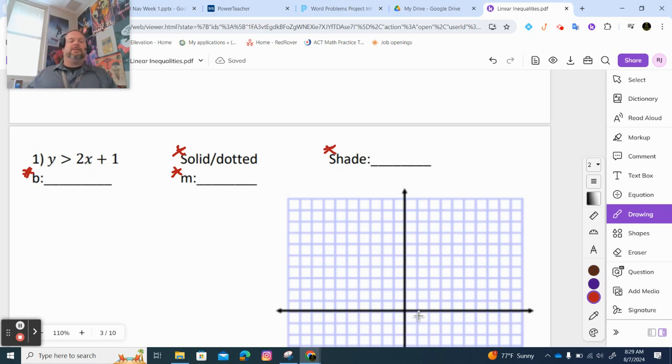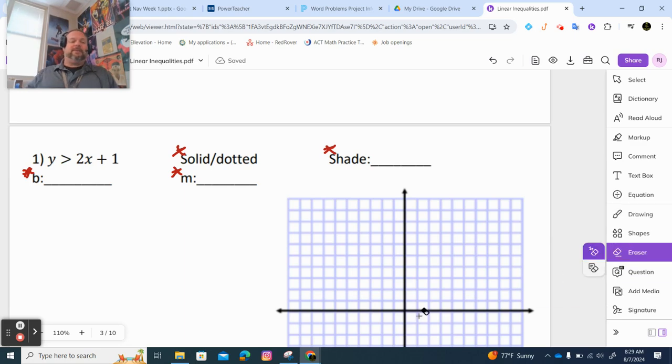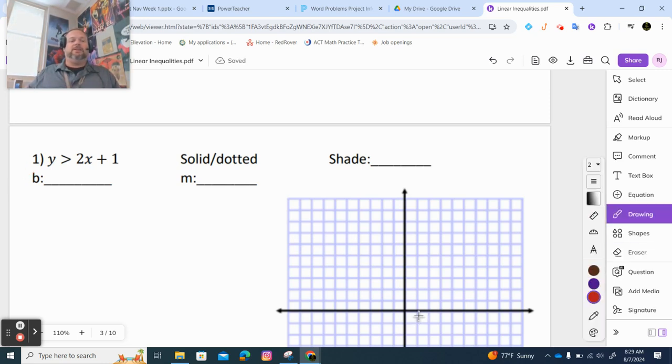Okay, so first off, is this going to be solid or dotted? Does it have a line underneath it? No, so this is going to be dotted. Remember, that's our open circle. That's our friend zone. All right, which way are we going to shade? Is the y being eaten or not eaten? Eaten. So we shade up. You can do an arrow or you can write up. I can read both, believe it or not.